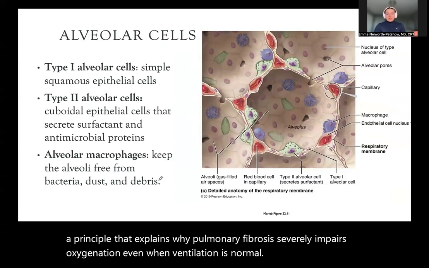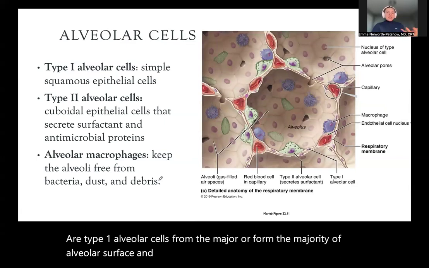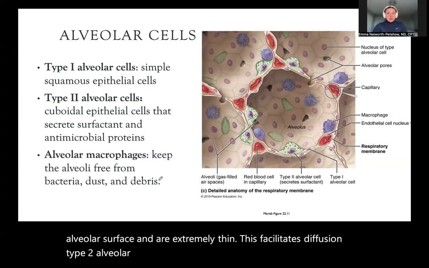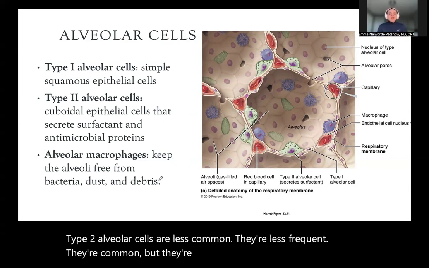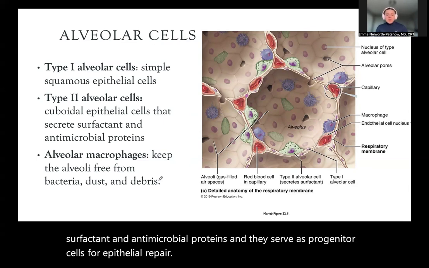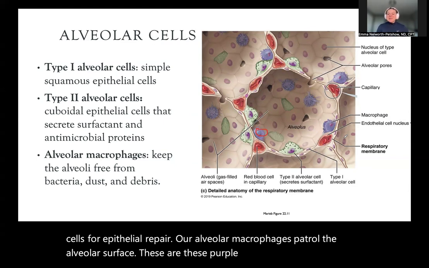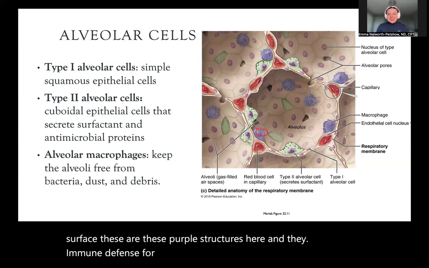Our type 1 alveolar cells form the majority of the alveolar surface and are extremely thin. This facilitates diffusion. Type 2 alveolar cells are less frequent, and they secrete surfactant and antimicrobial proteins, and they serve as progenitor cells for epithelial repair. Our alveolar macrophages patrol the alveolar surface. These are these purple structures here, and they provide immune defense where mucociliary clearance is absent.